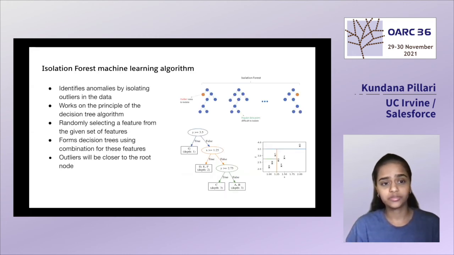So just some background about isolation forest. It identifies anomalies by basically isolating the outliers in the data. It works on the principle of the decision tree algorithm, which randomly selects a feature from a given set of features and forms decision trees using those combinations. Outliers are the ones that are closer to the root node and easy to isolate, and regular data points are the ones that are farther from the root node and difficult to isolate.